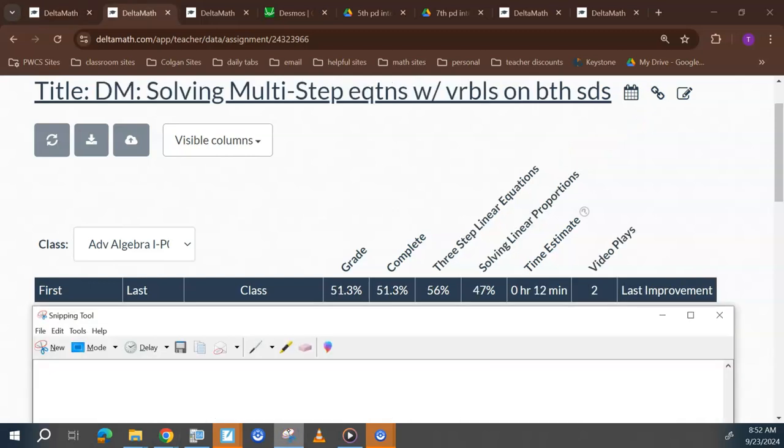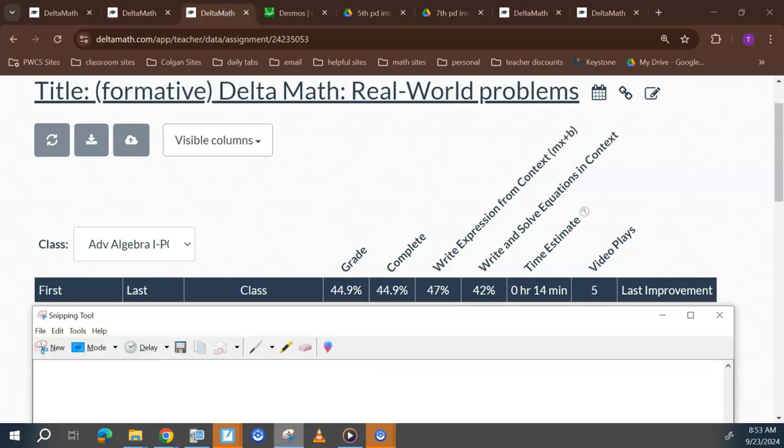Then the multi-step equations with variables on both sides, we did meet our 50% goal, but that means many of you are still missing that or have not finished that. That one is affecting your grade, so please go back and do that. Email me once you've done that, and you guys will get gumballs for that in 1 second. But then the real world problems, we did not meet our 50% goal. So many of us are missing that, have not finished that. It is affecting your grade. We need to go back and finish that.